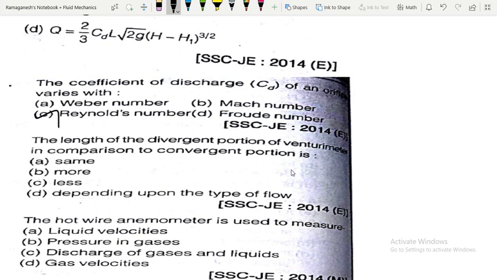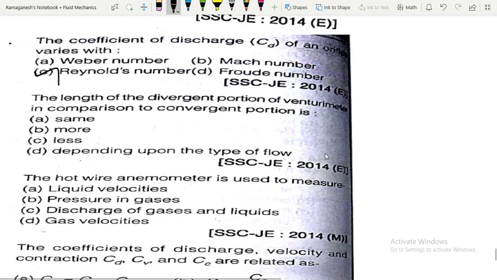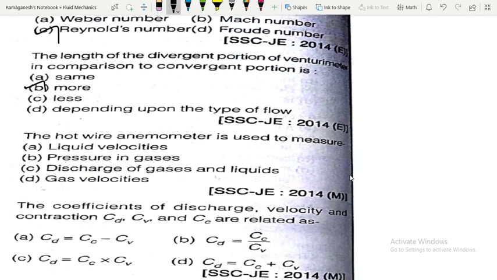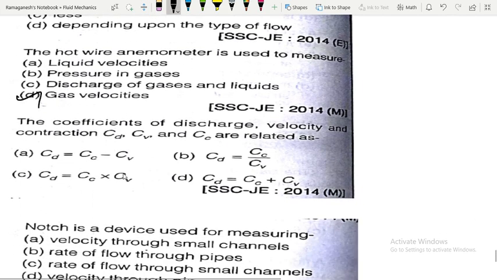So it is going to vary based on the Reynolds number, CD. And the length of the divergent portion of the venturi meter in comparison to the convergent portion: the divergent will be more, option B. Next, hot wire anemometer, we already saw it, measures air and gas velocity, option D. The coefficient of discharge, velocity and contraction, CD, CC, CV are related. We know CD equals CC into CV, option C.